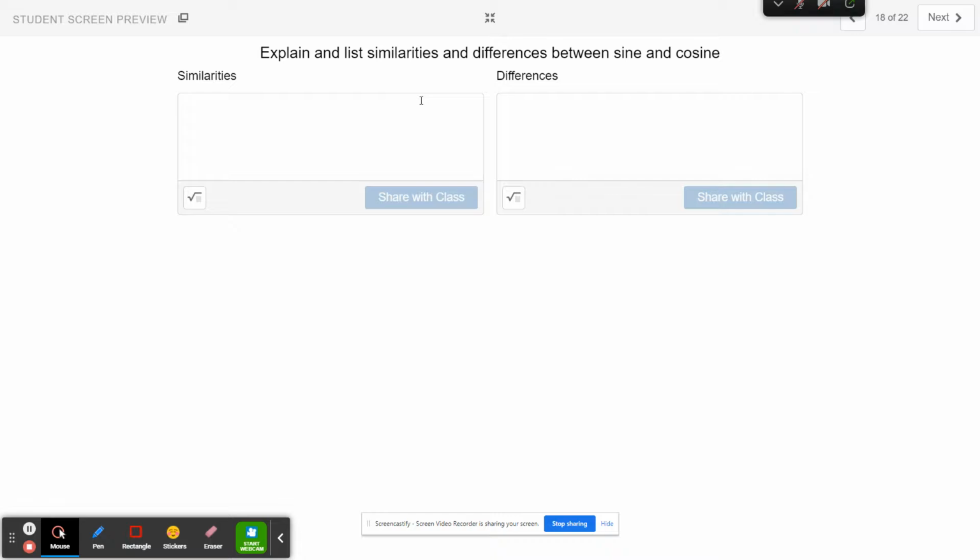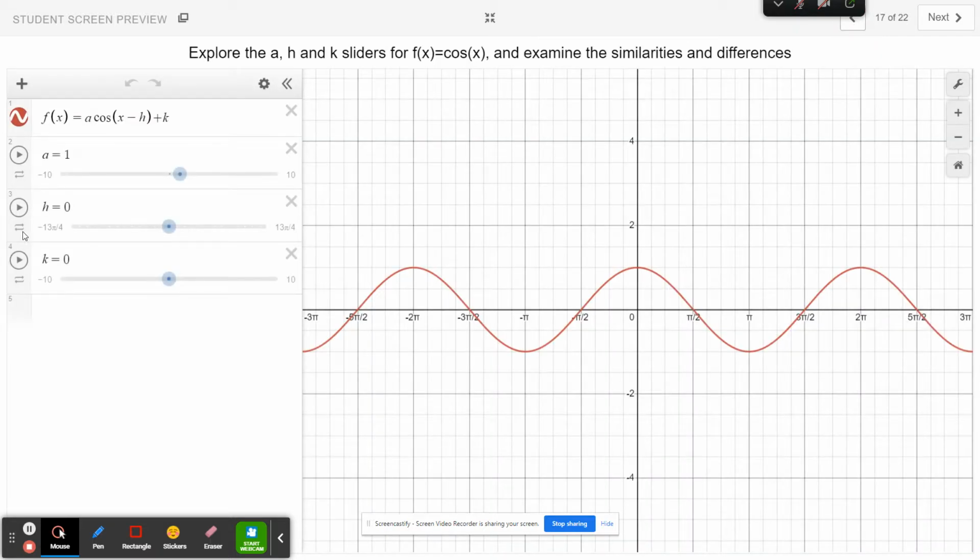Okay, similarities and differences between sine and cosine. So I'll try to talk about a few of them. Obviously, they're both periodic functions. They both have a period of 2π. If you're talking about the parent function, they both have an amplitude of 1. Okay, A, H, and K affect them the same. A makes the amplitude bigger. It reflects it if it's negative. H moves it left and right, affects the phase shift, and K moves it up and down and controls the midline.